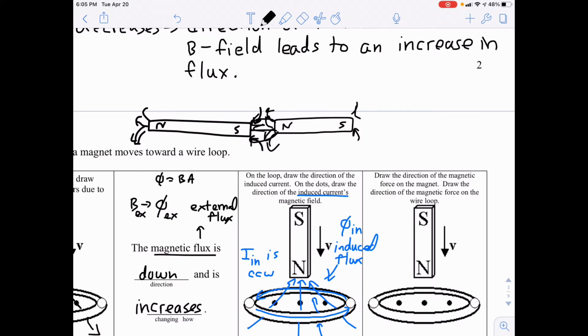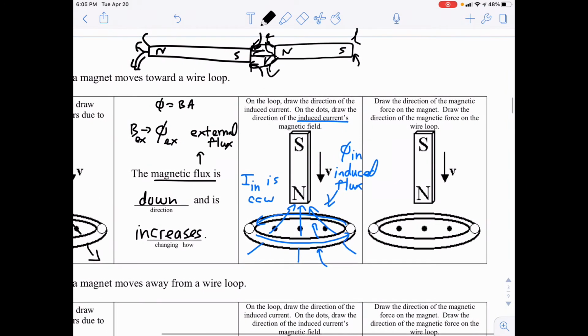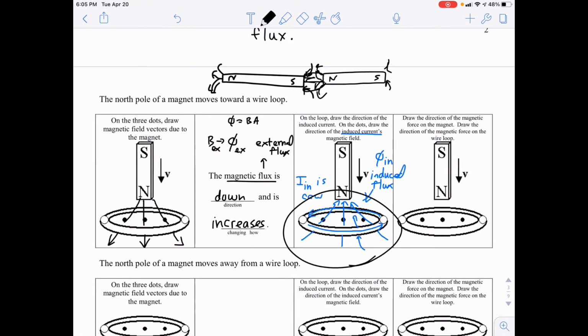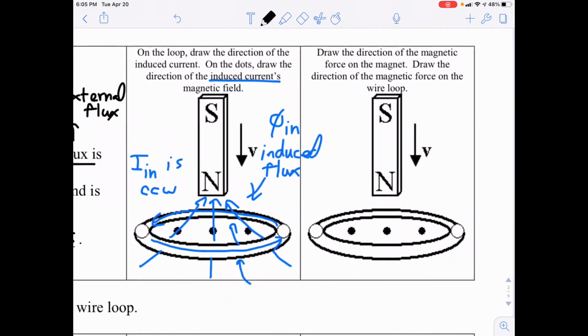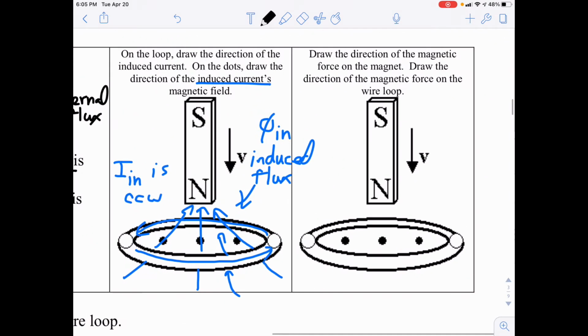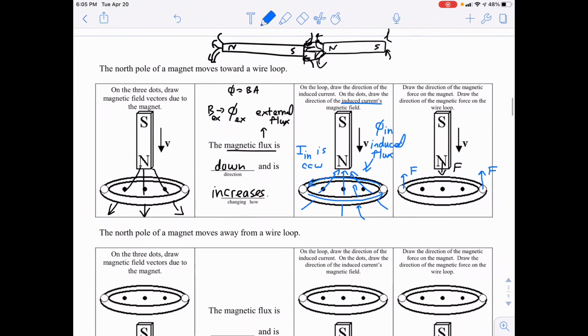Okay, and so here's what we end up with. We have two fields. The fluxes are in opposite direction, therefore the fields are in opposite direction. Therefore, they are attracting each other. This means the force on the magnet is attracting itself to the loop with equal and opposite force. So the force on the loop is pulled up and the magnet is pulled down. We have an attraction there.